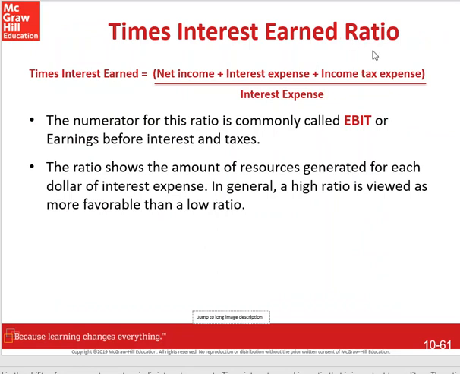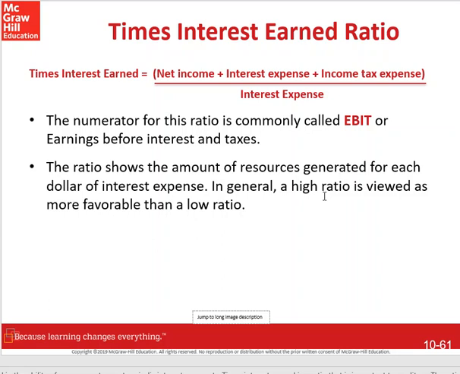Times interest earned ratio is your net income plus interest expense plus income tax. So what we're doing is taking your bottom line net income and adding back interest and taxes, or what we would call EBIT, earnings before interest and taxes. So some income statements will give you EBIT right in front of you. Others, you'll have to back your way into it by taking the net income and adding back those two items. And then you divide it by your interest expense. And what we're trying to find out is the amount of resources generated for each dollar of interest expense.